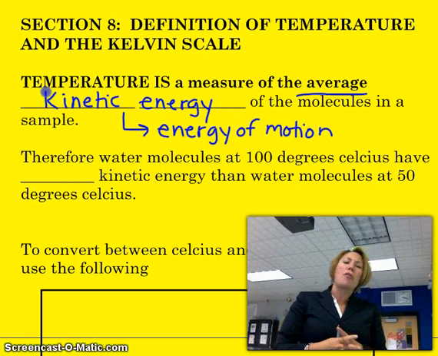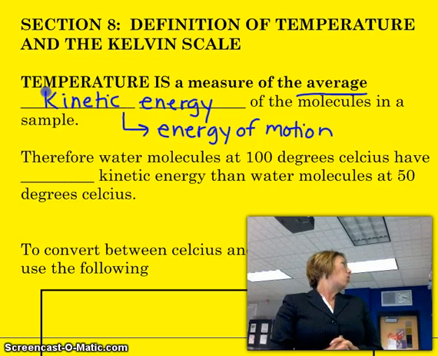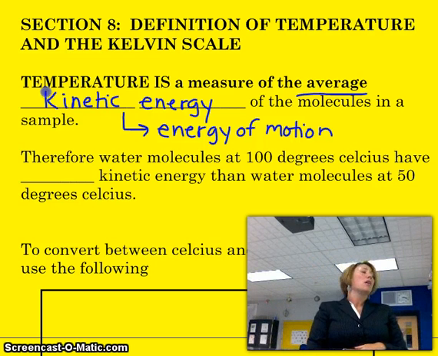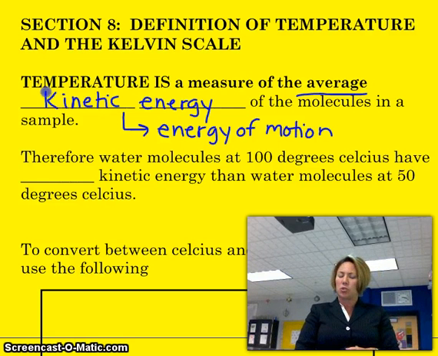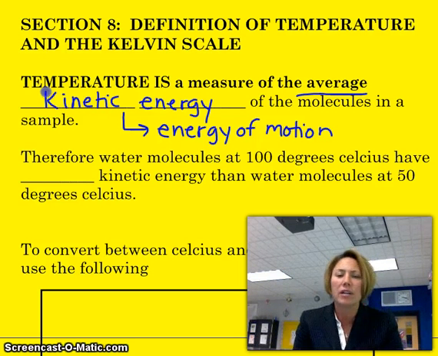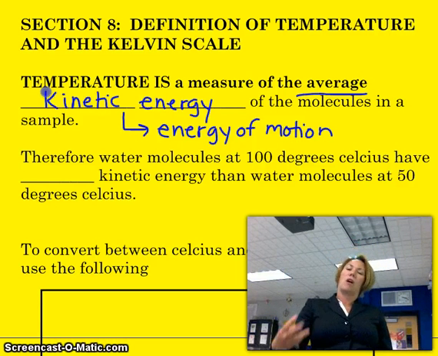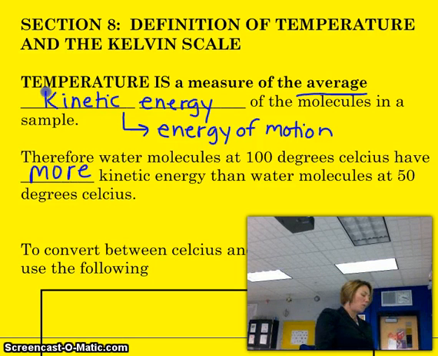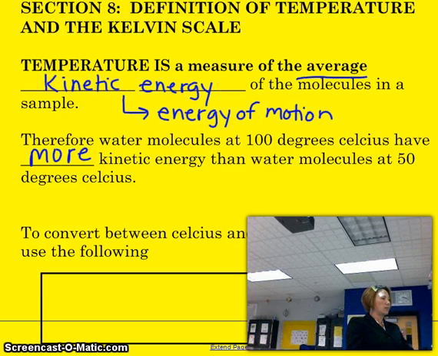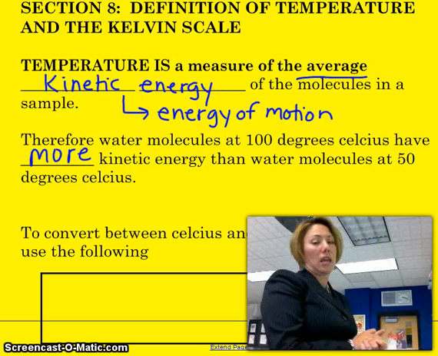And really, all the motion of the particles depends upon is the temperature. So if you're at 100 degrees Celsius compared to 50 degrees Celsius, you'll have more kinetic energy at the higher temperature than at the lower temperature. The hotter it is, the faster the molecules move. So the higher the temperature, the faster the motion of the molecules. At 100 degrees, we have more kinetic energy than we do at 50. Nothing else matters.